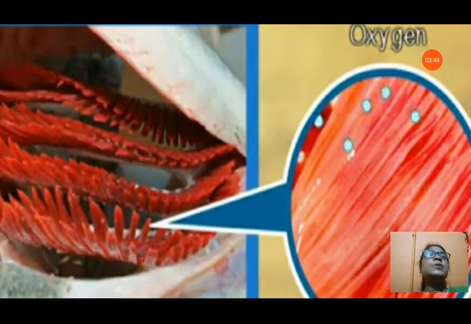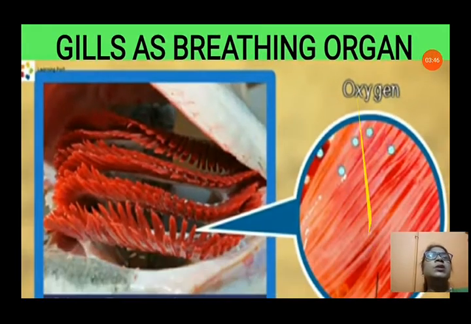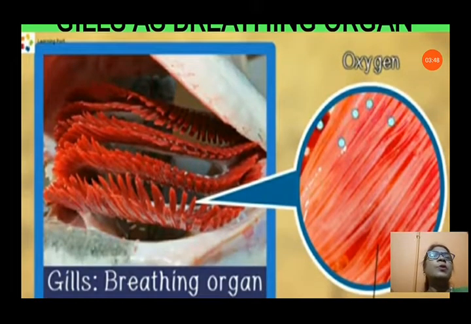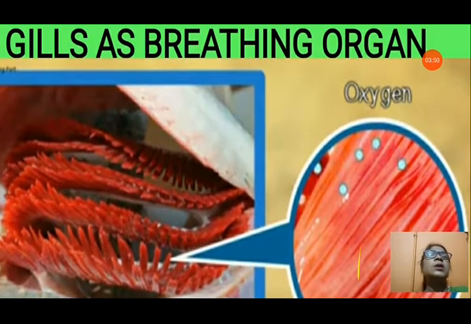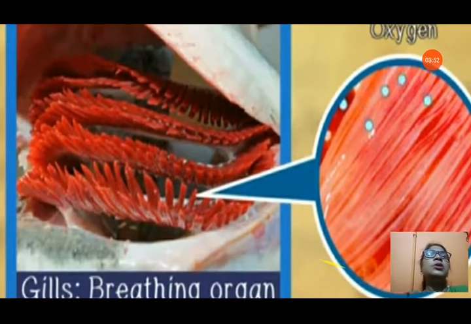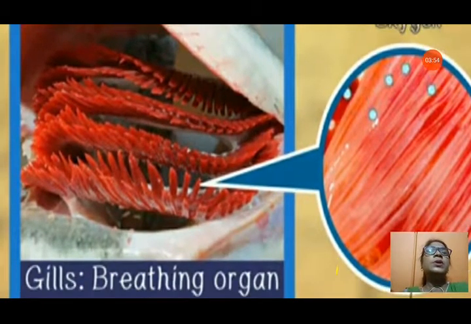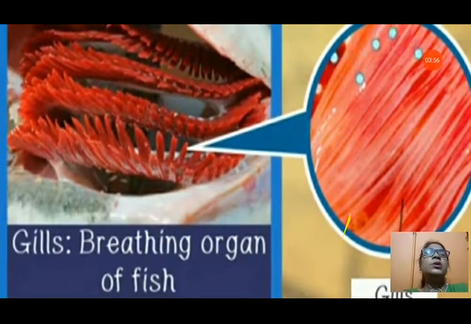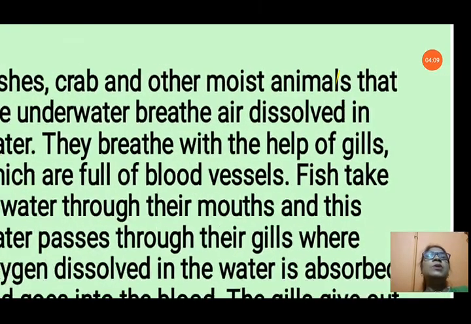Now gills as breathing organ. You can see gills. Most aquatic animals have gills as their breathing organ, they cannot breathe with lungs. Gills are richly supplied with blood capillaries. When an animal living in the water takes in water and passes it out through the gills, at that time the blood capillaries take in oxygen and give out carbon dioxide in this water. So gills as breathing organ.